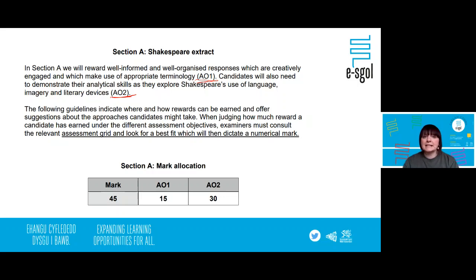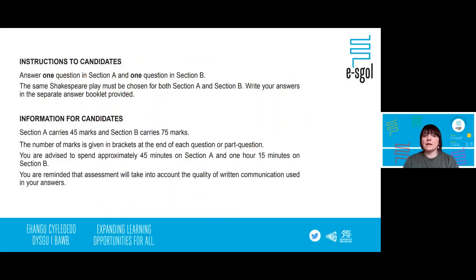So the following guidelines indicate where and how rewards can be earned and offer suggestions about the approaches the candidates may take. If you have a look at the mark allocation, you can see that there's a total of 45 marks being allocated to the paper, 15 for AO1 and 30 for AO2. So notice the double weighting here for the AO2 section, and that's your analytical skills. That's the way in which you will explore the devices that are being used, okay?